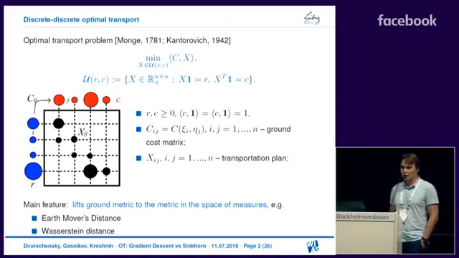Why this approach based on optimal transport has become so popular in machine learning is that it allows, based on some ground metric in the ground space, for example a space of pixels of images, to define a new distance between probability measures on this space. For example, this can be a distance between images. This is known in the literature as Kantorovich's distance or also Wasserstein distance.